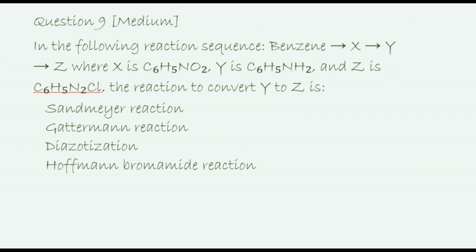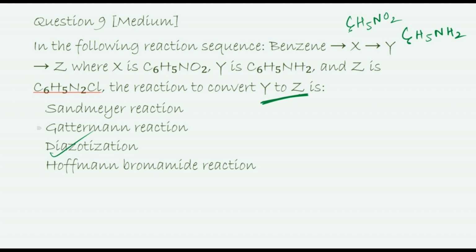In the following reaction sequence, benzene gives X, X gives Y, Y gives Z. Where X is C6H5NO2 and Y is C6H5NH2. Z is benzene diazonium chloride. So the reaction to convert Y to Z, that means amines to benzene diazonium chloride. What is this reaction? Very simple, diazotation reaction.